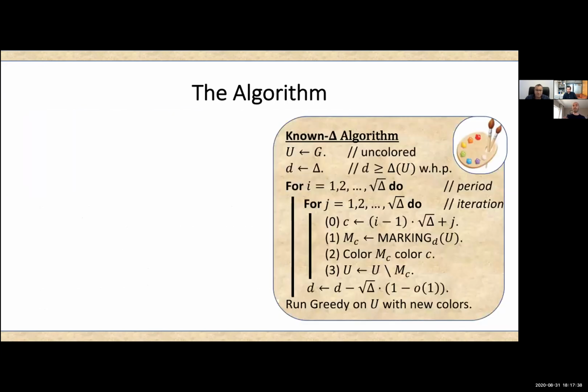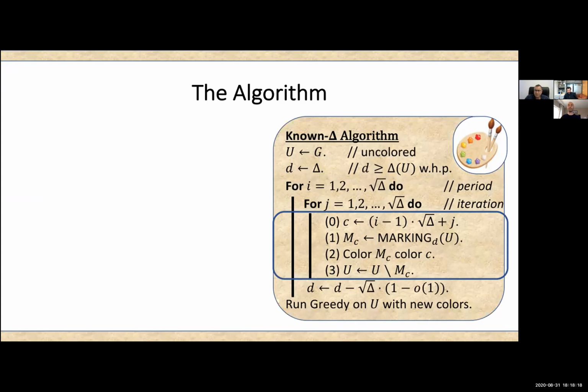So our algorithm is as follows. It's more or less what we saw before, just a few more steps. Again, we're going to have this uncolored graph. We're going to have d, which is initially delta, and we hope to maintain the invariant that this is an upper bound on the uncolored graph's max degree. Our delta iterations will be divided into root delta periods of root delta iterations each. In each iteration, we pick a new color. So step 0 is just some algebra saying this is a new color. We run marking d with this value of d on the uncolored graph U, color the obtained matching with the new color, remove it from the graph, rinse and repeat.